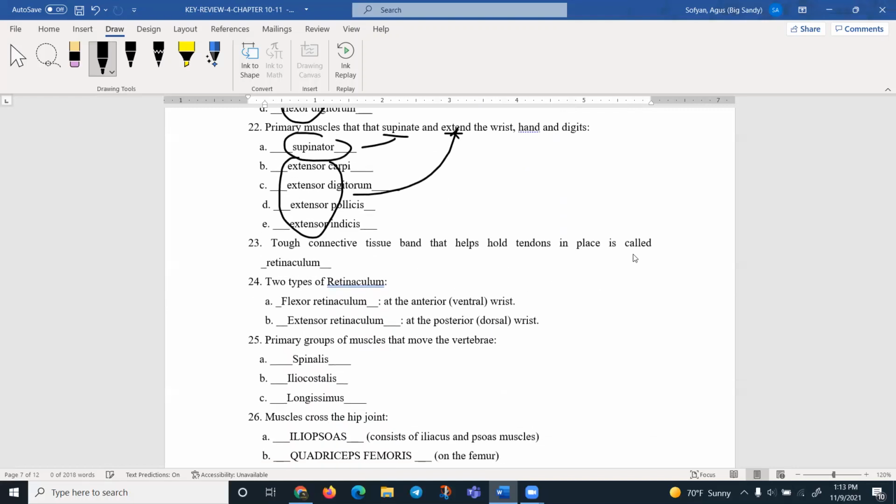Okay. Tough connective tissue on the wrist, front and back, is called retinaculum. On the palm area it is called the flexor retinaculum. On the back of your palm, the wrist on the back of your palm, it is called the extensor retinaculum.